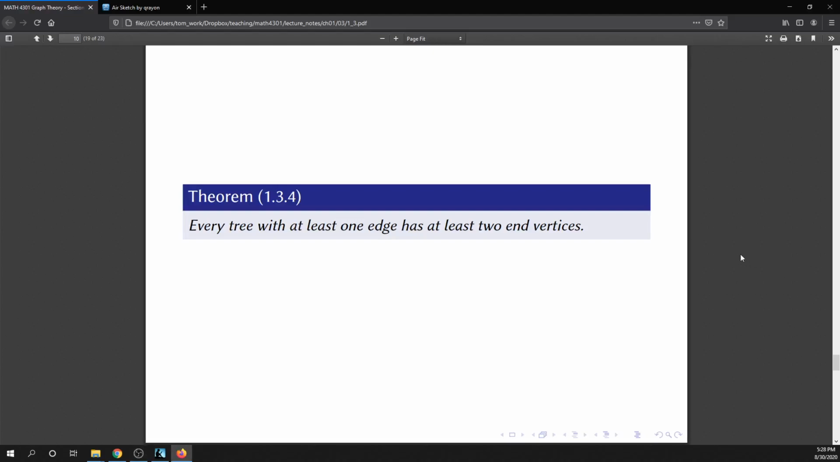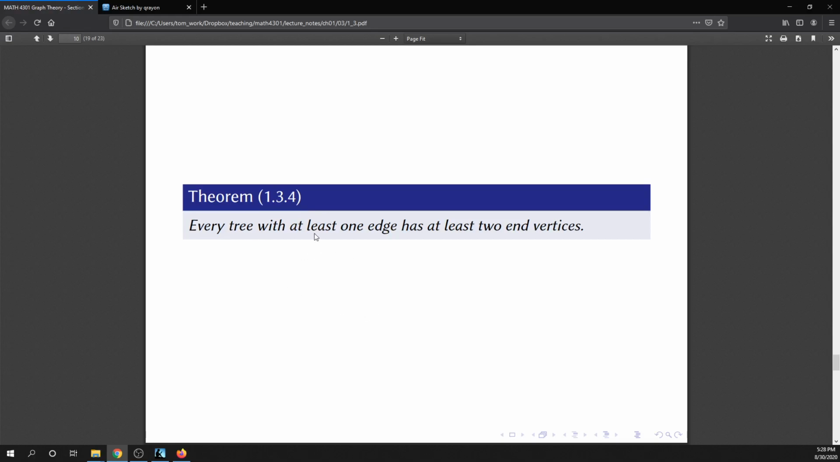All right, continuing on with section 1.3. The next theorem, 1.3.4: every tree with at least one edge has at least two end vertices, that is, vertices of degree 1. We already basically have proven this one twice. If you just look back at the proof of theorem 1.3.1 and 1.3.3, we use that technique twice.